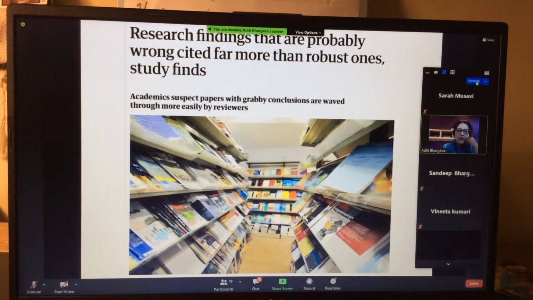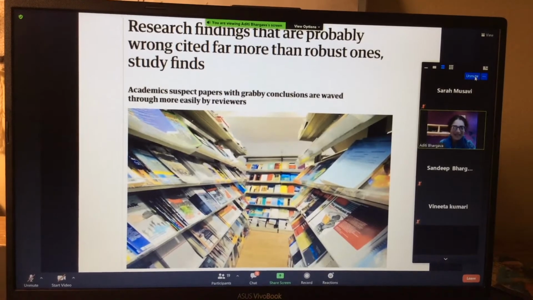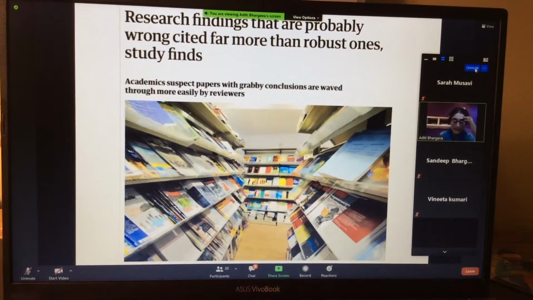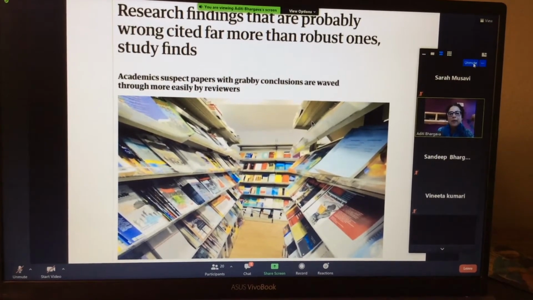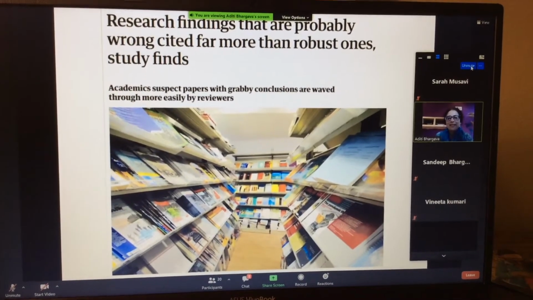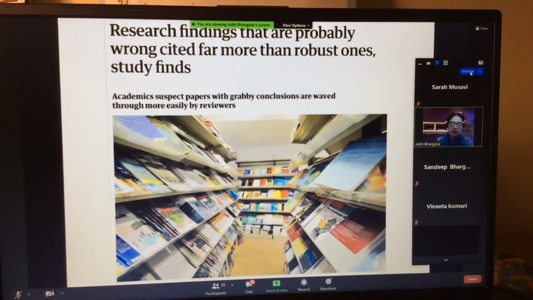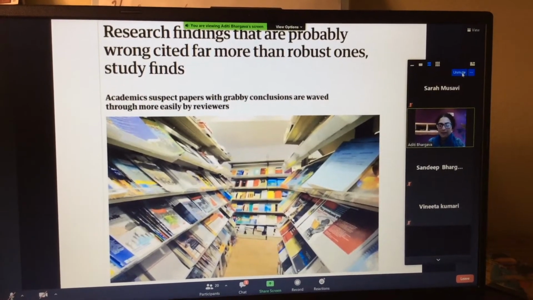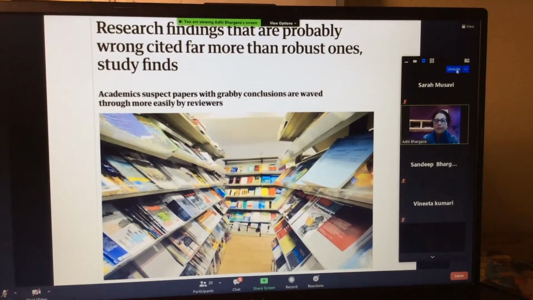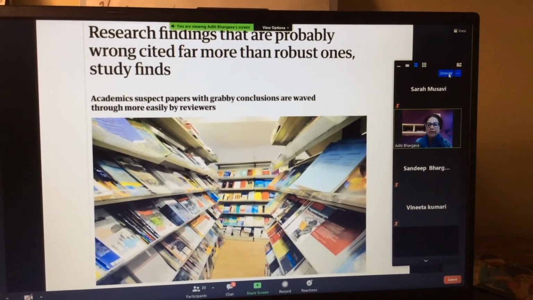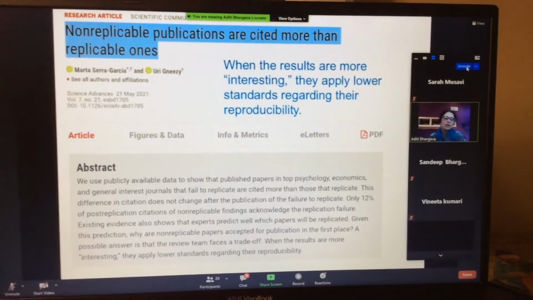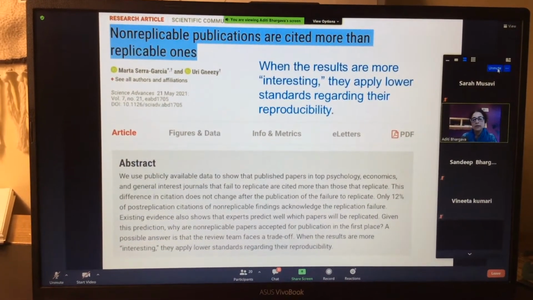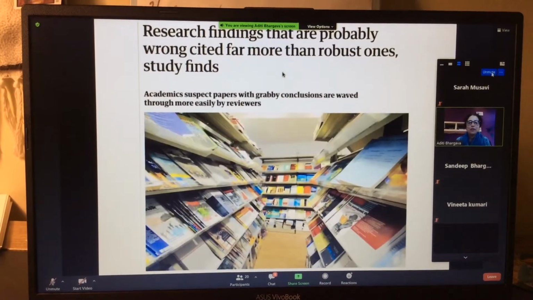Finally, I would like to point out that even science is not perfect and there are lots of flaws, and scientists are humans and they also like catchy phrases and catchy headlines. This is an interesting study that just came out, which showed that research findings that are probably wrong are cited far more than robust findings. That's because people who report more robust findings don't make very sexy headlines, whereas data that we want to see as more attractive makes very attractive headlines. This is the original paper, which says non-replicable publications are cited more than replicable ones. I'm sure most people who see this would probably ignore it, but if you see a catchy headline like this, you would definitely gravitate towards it.